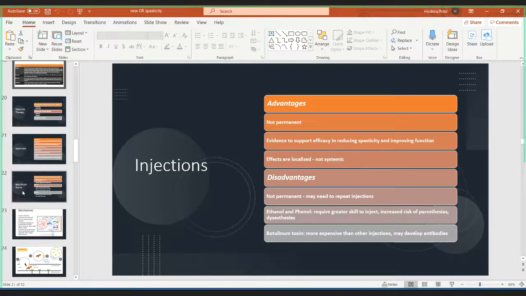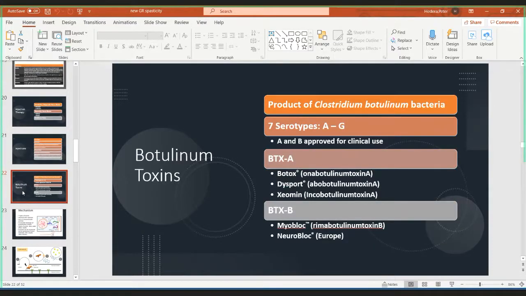botulinum toxins. So we probably all know botulism as a clinical phenomenon when one gets basically poisoned. There are actually 7 serotypes, from A to G. Only A and B are approved for clinical use. So we currently have three botulinum toxin A products: Botox, Dysport, and Xeomin. And of course, you also see the generic names, but I will refer to them by brand name, because it's much easier to remember.